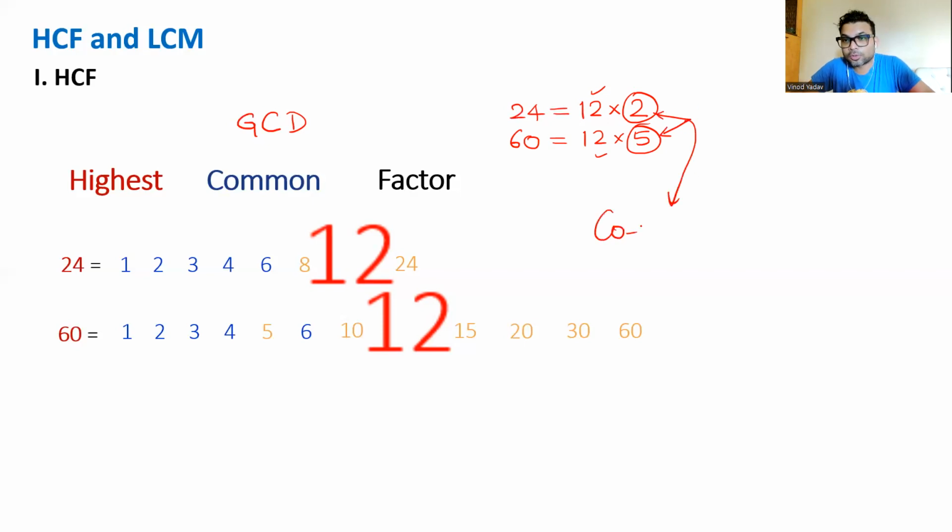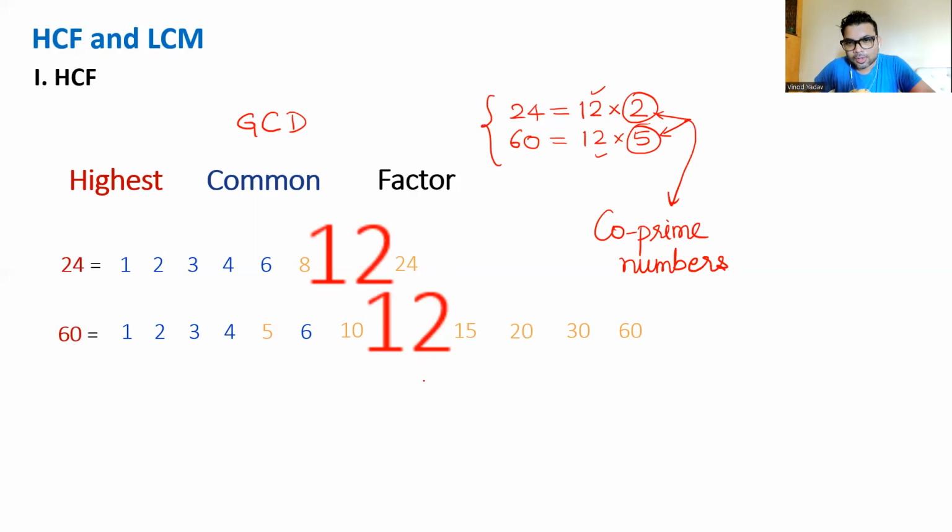So, yes, co-prime numbers. Remember, co-prime numbers are the numbers which do not share anything except 1. And technically I can also say the numbers whose HCF is 1 are co-prime numbers. So I'm going to generalize this fact.